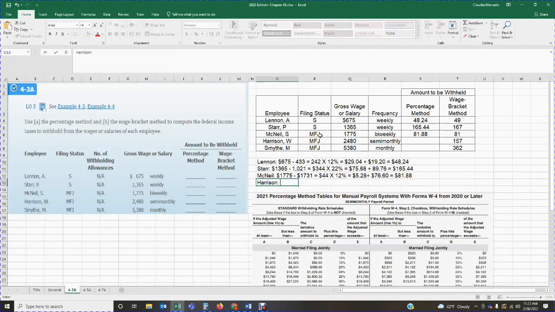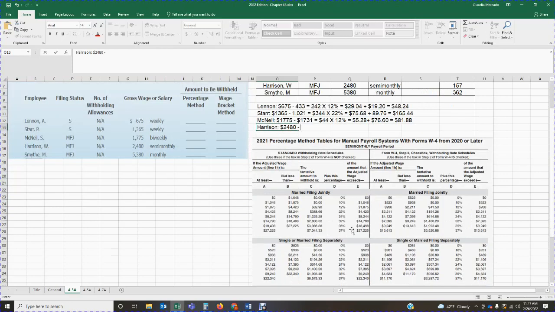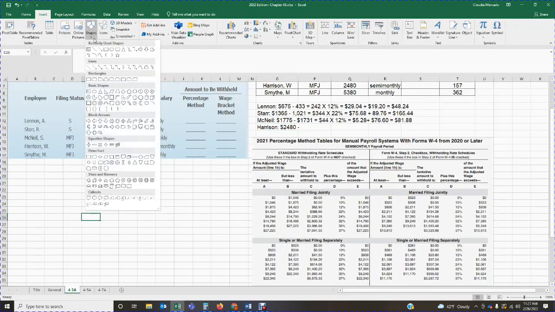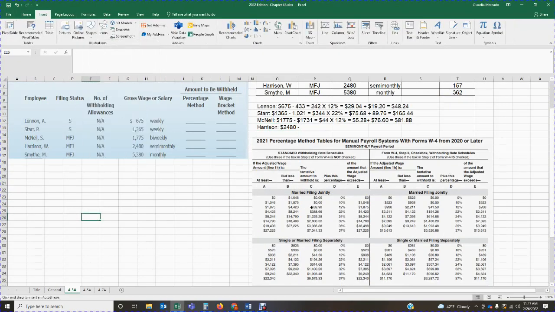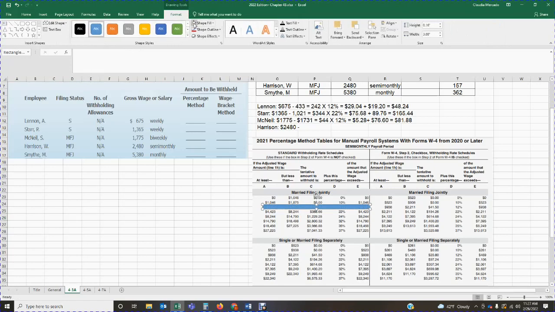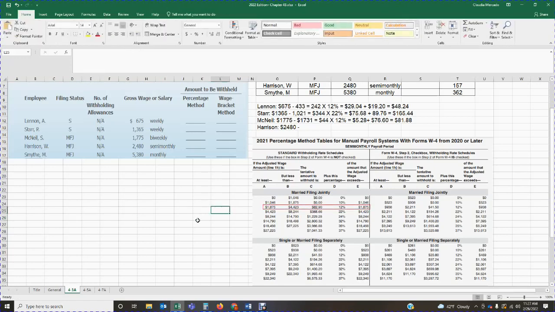Harrison is married filing joint, gets paid semi-monthly, and makes $24.80. So we're going to start off with the $24.80, his wages, and we're going to locate the tier, $24.80, and we're using the top tier because this person is married filing joint. So let's locate that tier. We would be looking at that third tier right here.